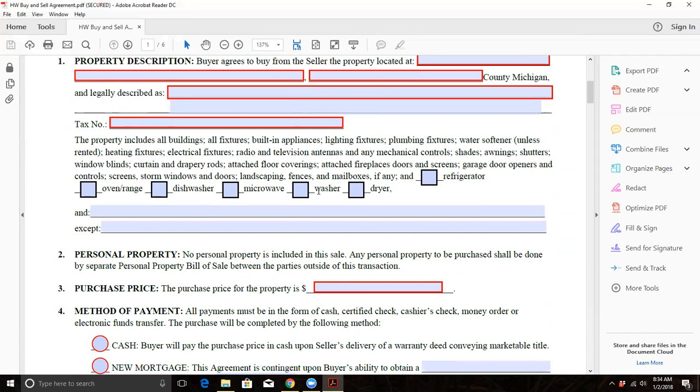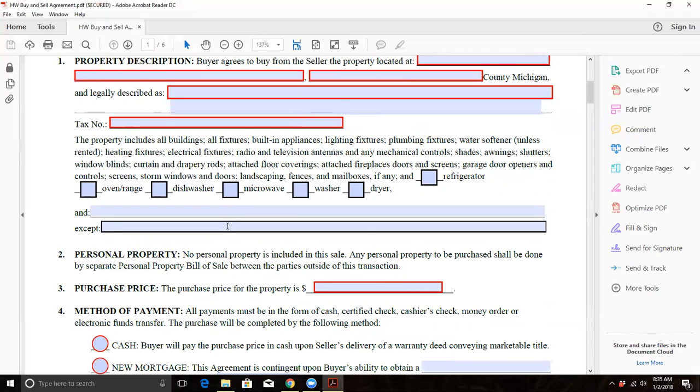If somebody wants the refrigerator or washer dryer removed and doesn't want them included and they want to be explicit about that, they could write that in here. Or if they want the curtains removed, because they're already included up here, you could put under here except, seller to remove all draperies or whatever that might be.